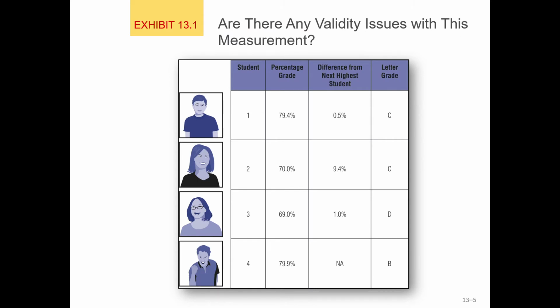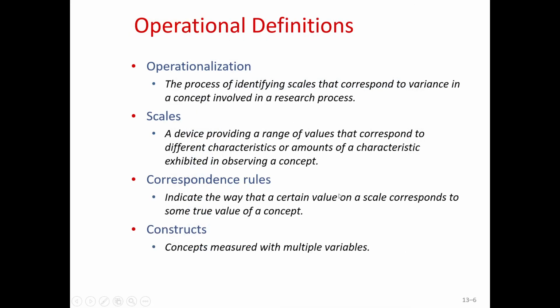Are there any validity issues with this measurement? Here you can see there are the grades, the student, the percent of grade, and then the letter. 79 is a C, 70 is still a C, 69 is a D, and so on. We need to understand, and we need to have some operational definitions in order to be on the same page.